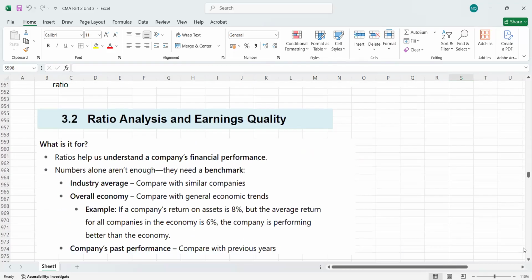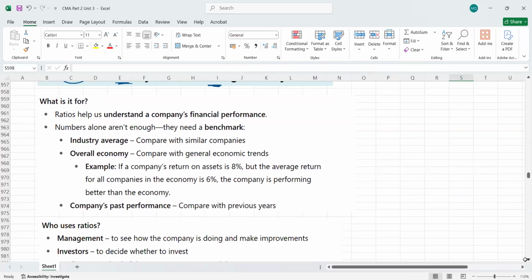Now I'm going to talk about some theoretical topic, and this topic is important. You need to understand. We are now talking about ratio analysis and earning quality, and it's topic 3.2 in your book. Ratio analysis and earning quality. So here we go. First of all, I need concentration. Why do we calculate the ratio? What is it for? Why are we calculating ratios actually?